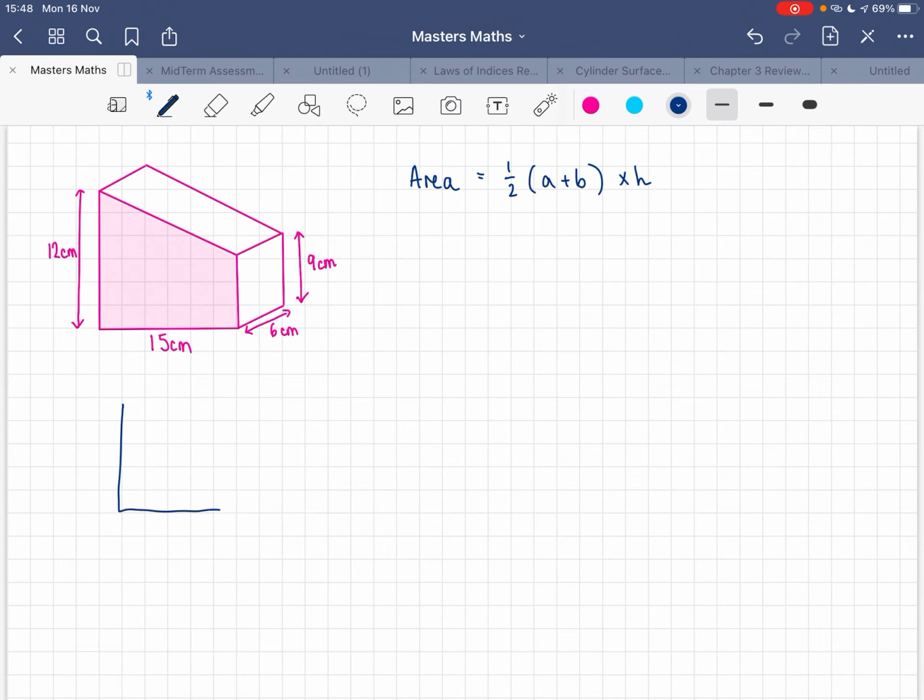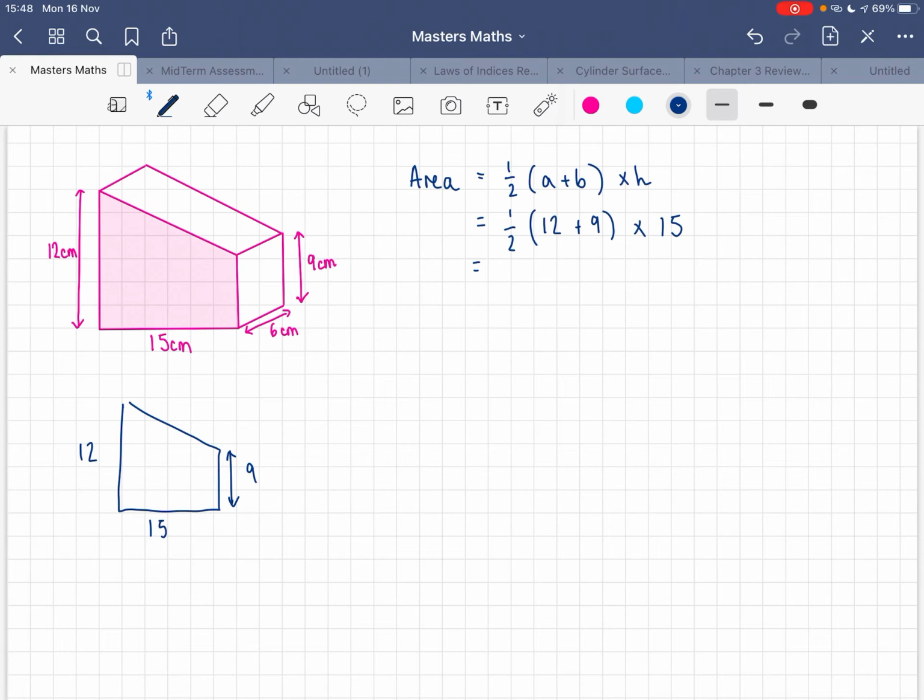Just really quickly, just to make it nice and clear, if that is my trapezium, this is 12, this is 15, and this one here is 9. We have to add the parallel sides. So your parallel sides are 12 and 9. So they are our A and B. And then we're multiplying it by the height, which is 15 in this example.